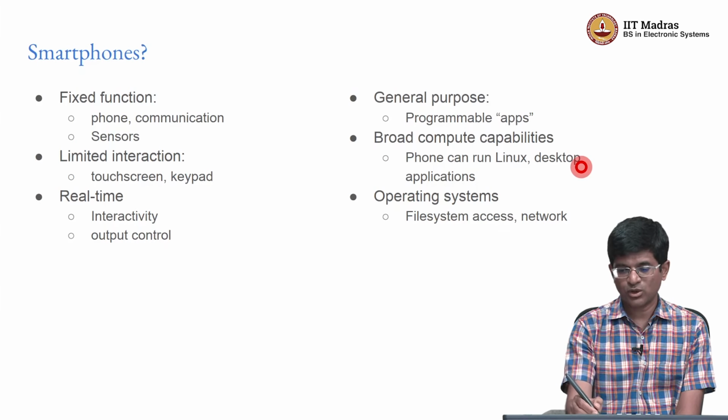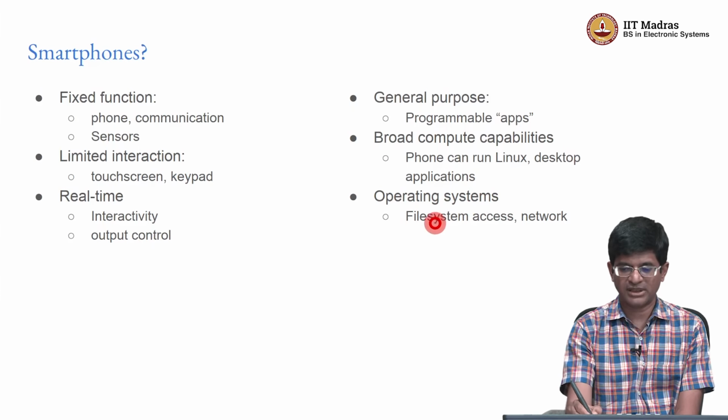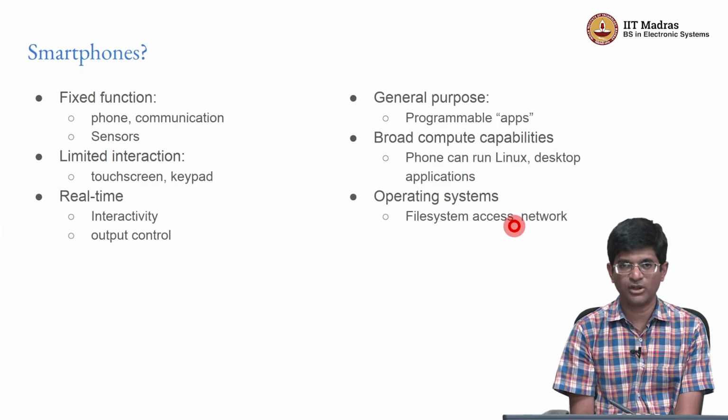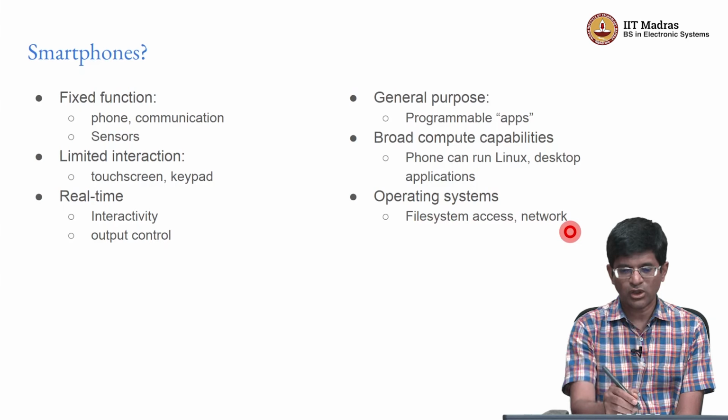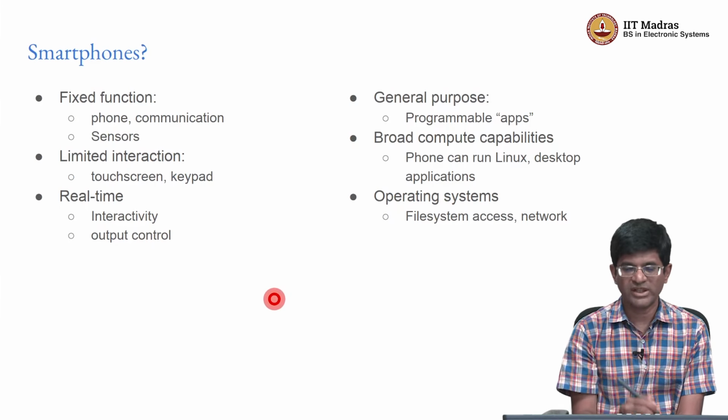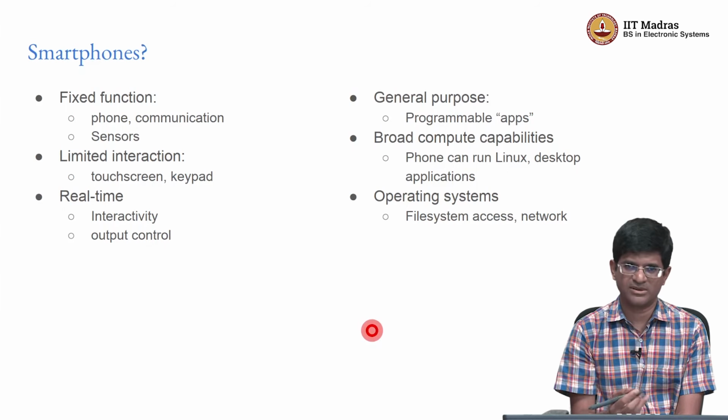These phones also typically have operating systems which are not very restrictive. They in fact have the concept of a file system where you can store files and documents. They allow access to the network and so on. Okay, so with all of that in mind, whether a smartphone is an embedded system is not a very easy question to answer, right. And the bottom line, at least as far as I am concerned, is that it's probably not a very important question either, right.